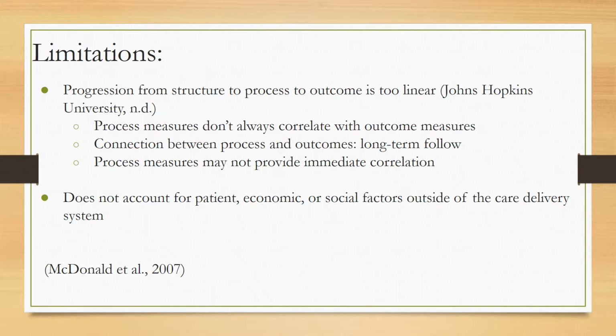Limitations to using this model would include that the progression from structure to process to outcome is too linear and too fixed, and that in some cases it could limit how the three domains influence and interact with one another. The process measures don't always correlate with outcome measures, and connection between process and outcomes can require long-term follow-up in order to observe outcomes. The process measures may not provide for immediate correlation. In a hospital setting or even after an office visit, correlation may not be observed for months.